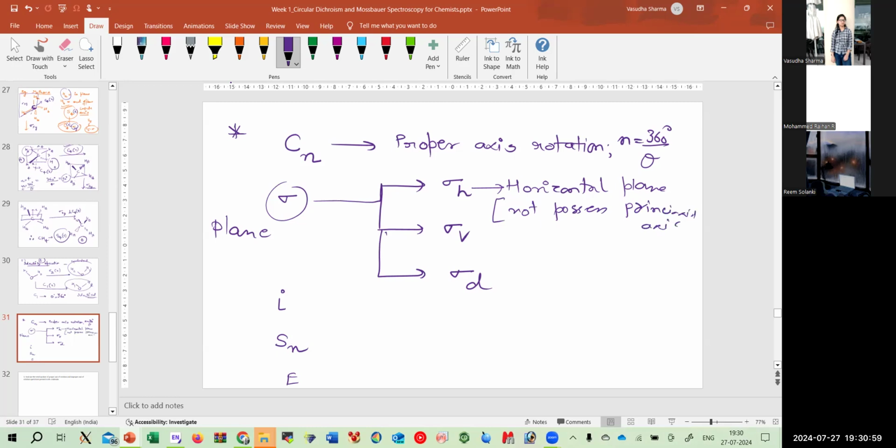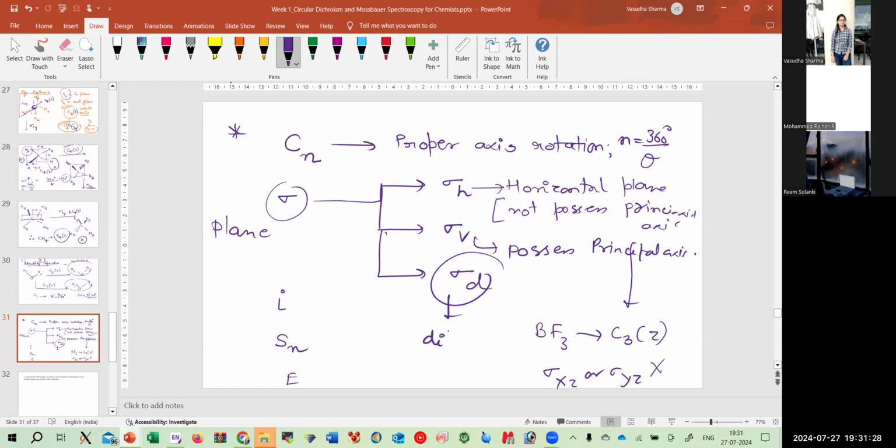Say, for example, if my molecule BF3 has the principal axis C3 along the Z direction, that means sigma xz or sigma yz can't be the horizontal planes. They can be vertical planes, because vertical planes should possess the principal axis of rotation, right? And sigma d is something called dihedral planes. This I will explain in coming classes. This would even further confuse you.